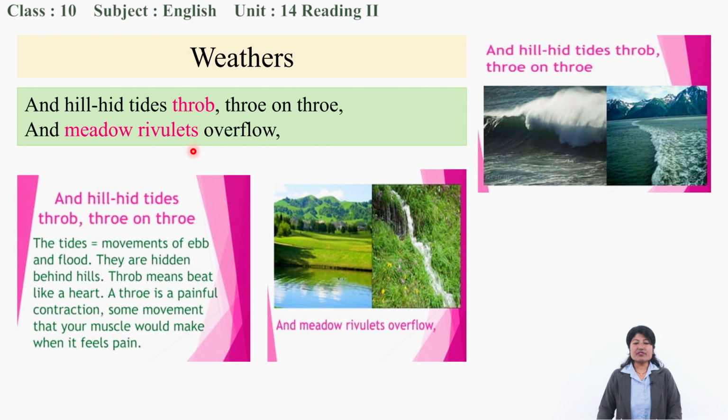And meadow rivulets overflow. You can see the rivulets, small rivers, they overflow. So they flow down more than required, right? Overflows. So this is what winter season is like. Let's continue. Some few lines are there.